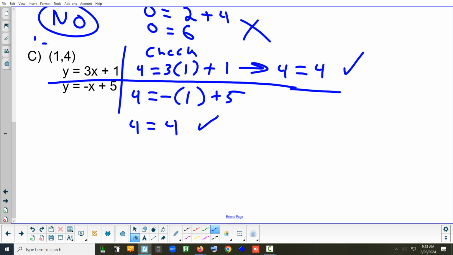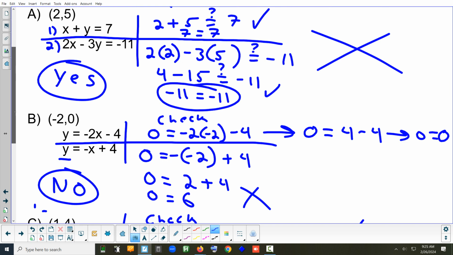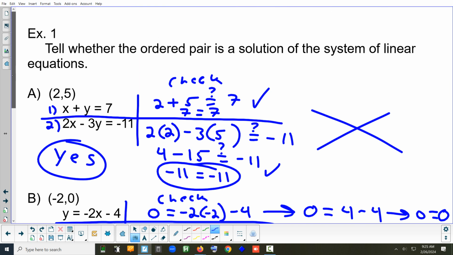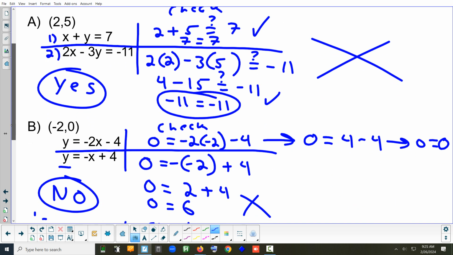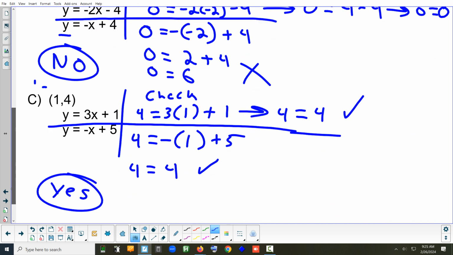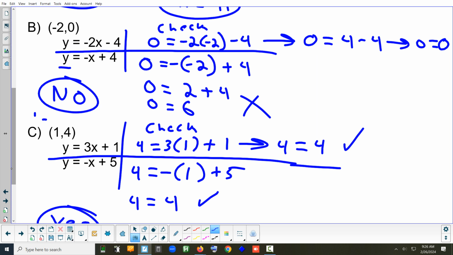So these two numbers worked in the top. They worked in the bottom. So is it a solution to the whole system? Yes or no? Yes, it is. Okay, so that's called checking. It's basically checking your answer. They give you something that could work, and you have to check if it does. And we found that some of the time it did work, some of the time it didn't.